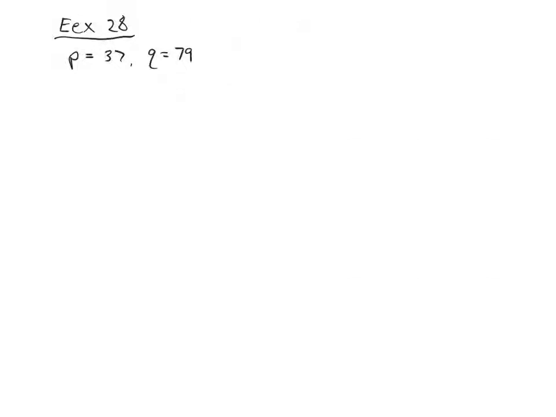11, no. So it's prime because 11 squared is 121, so it's bigger than 79, so we're good. All right, so n is therefore 37 times 79, which I'm now going to turn to my calculator and figure out is in fact 37 times 79 is equal to 2923.